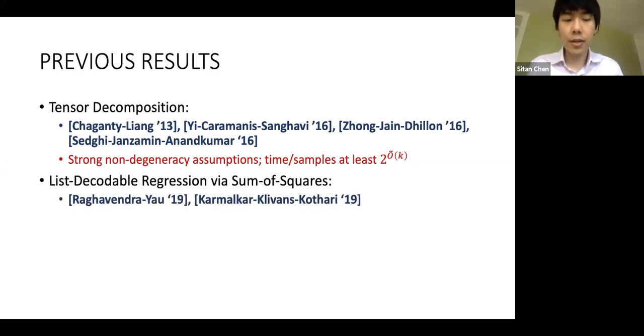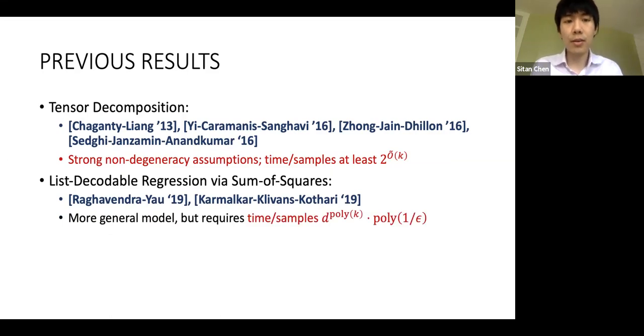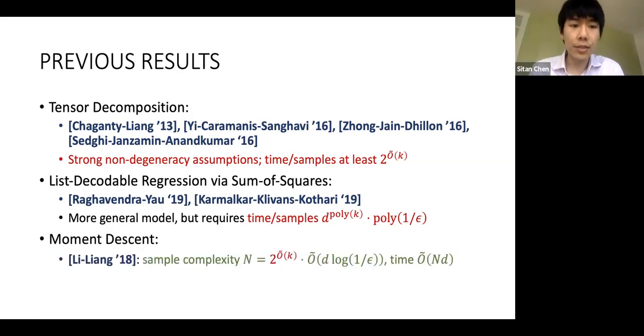On the other hand, there's another line of work from the sum-of-squares literature on the problem of list-decodable regression. I won't go into details about what this model is. It's a much more challenging model to work with. And here the best results are algorithms that scale roughly as d to some large polynomial in k in the exponent. And finally, the work that's most relevant to this work is that of Li and Liang, who gave an algorithm that they called moment descent, which achieves the best sample complexity one could hope for, in that it runs nearly linear in the ambient dimension and logarithmically in 1/epsilon. The only drawback is that, again, it incurs this extra 2 to the k factor.